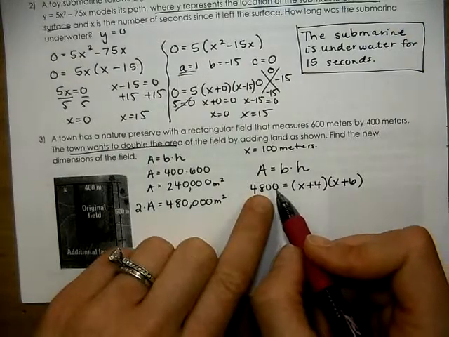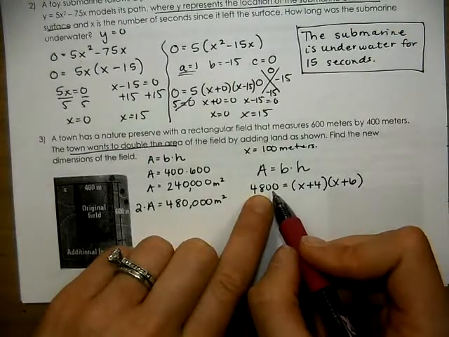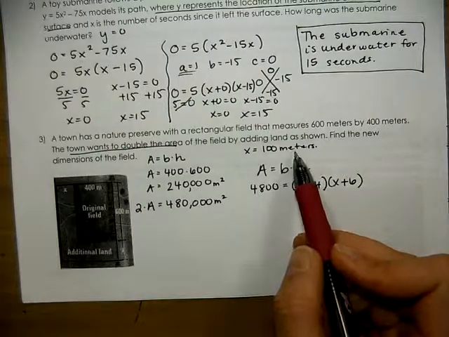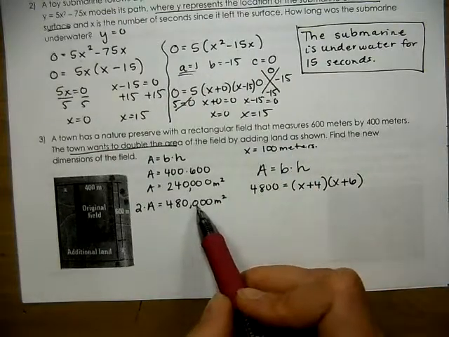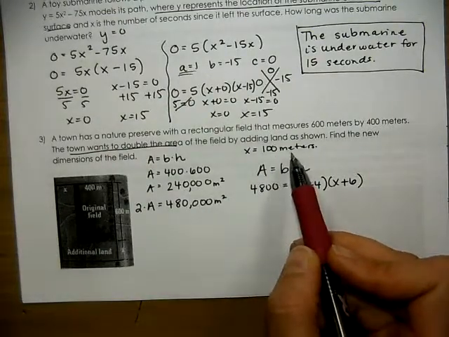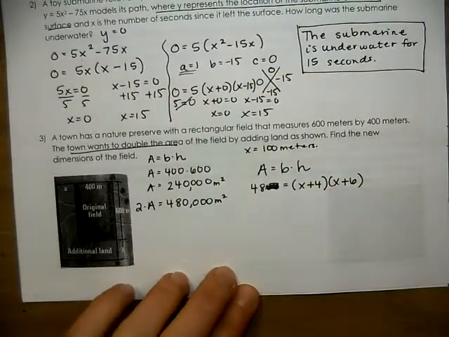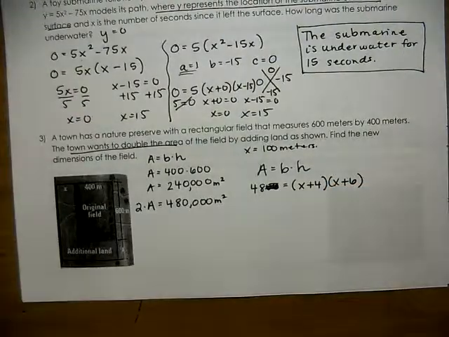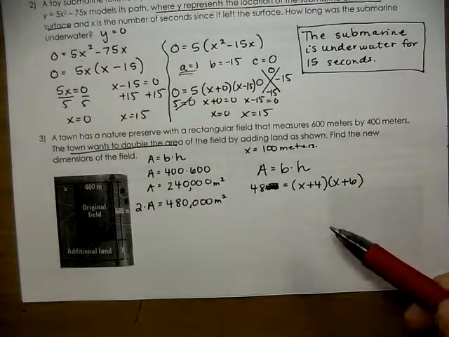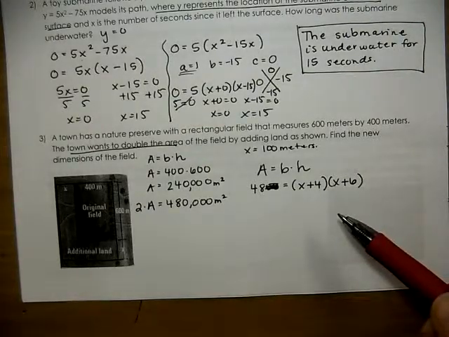Actually, you know what? Sorry, this would not be 4,800. This is x equals 100 meters. So if we're in square meters, 100 times 100 would be 10,000. So sorry, this would actually be 48. My apologies. 48 equals that. Okay? So now we have to figure out, well, how do you solve this equation?